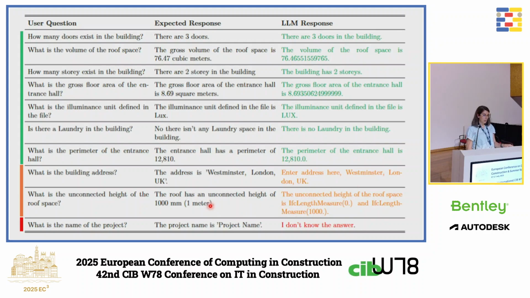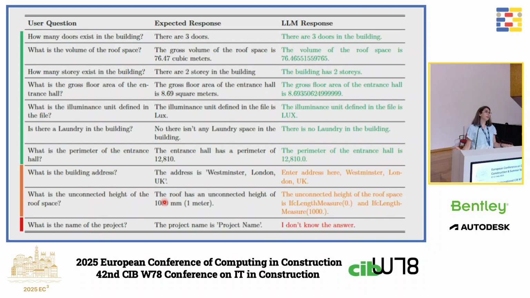So for the next question, what is the unconnected height of the roof space? This is what we expected, but the large language model also brings the function that shows the measure of the result. And also in the correct answers, we expected the large language model to somehow round the final value that it is showing to the user. However, it actually brings all the value with all the decimal points.